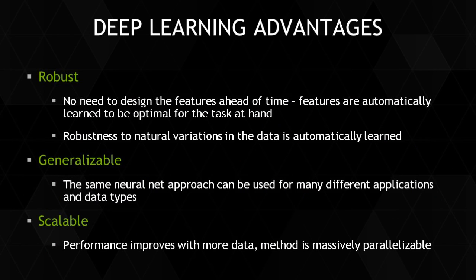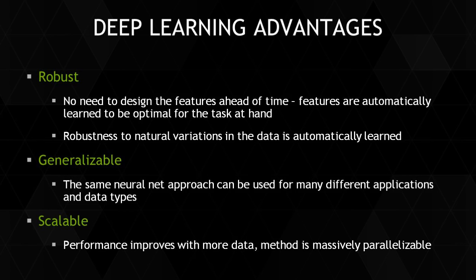The advantages of deep learning over the traditional machine learning methods, or machine perception methods, we described earlier, is robustness. There's no need to design the features ahead of time. You don't have to have expertise, particularly in the data set that you're trying to train, to get started, because the network will automatically learn what features in that data set are important for the task that you're trying to train the network to be good at. And for similar reasons, the network naturally learns robustness to natural variations in the data. The method is very generalizable.